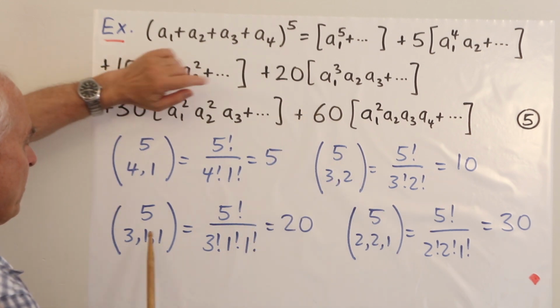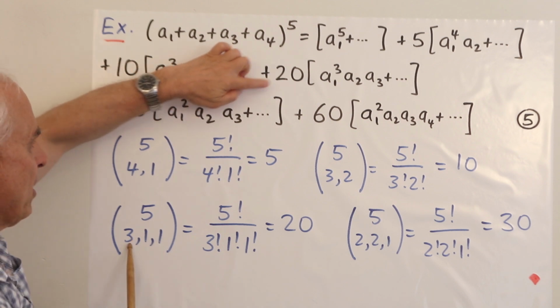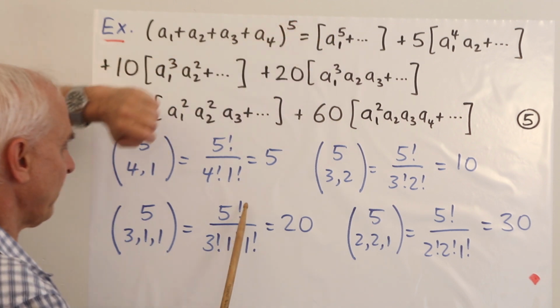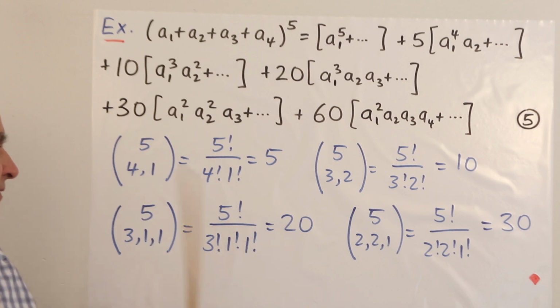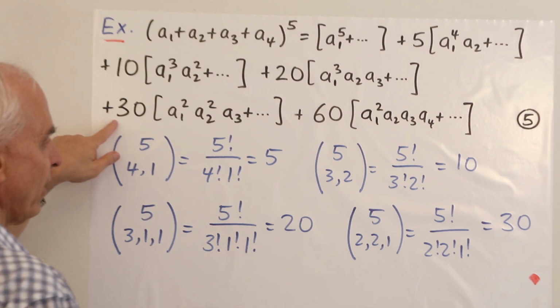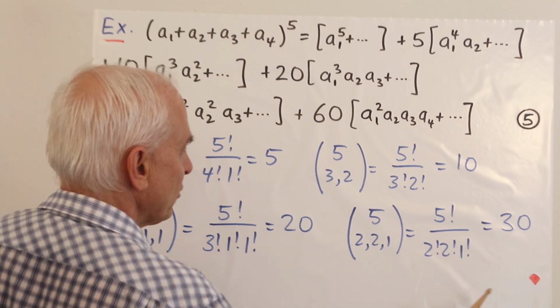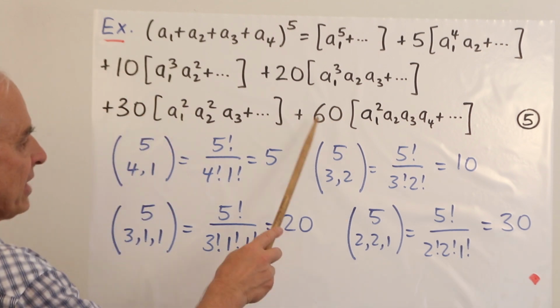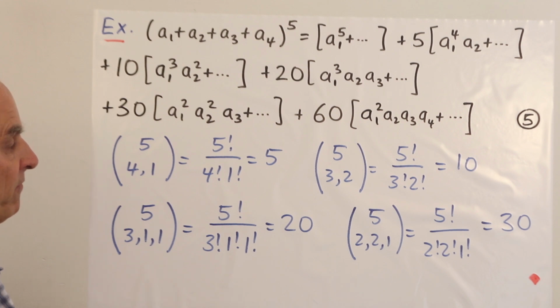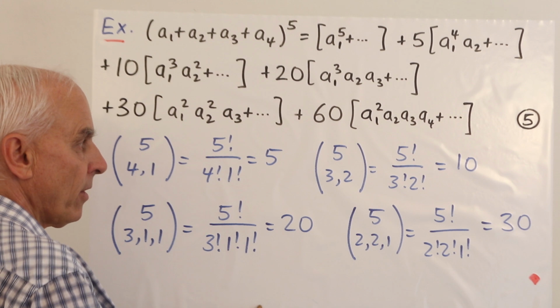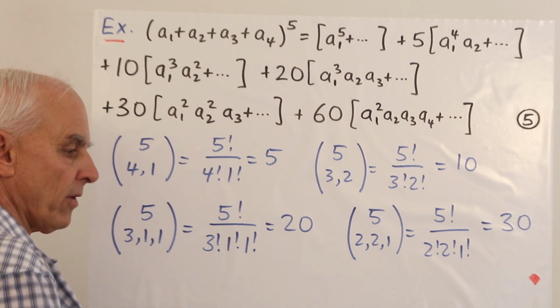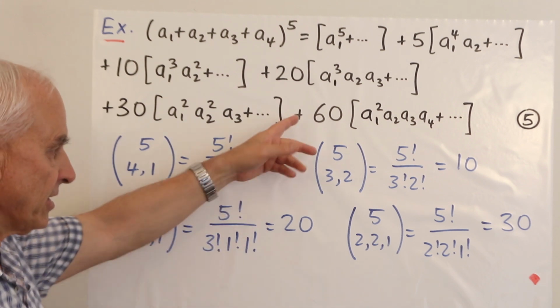This one here, 5 choose 3, 1, 1, that's 5 factorial over 3 factorial, 1 factorial, 1 factorial, that's 20. This one is 30, that's 5 factorial over 2 factorial, 2 factorial, 1 factorial. And this last one, well, what would that be? That would be 5 factorial over 2 factorial times 1 factorial, 1 factorial, 1 factorial. So 120 over 2, which is indeed also 60.